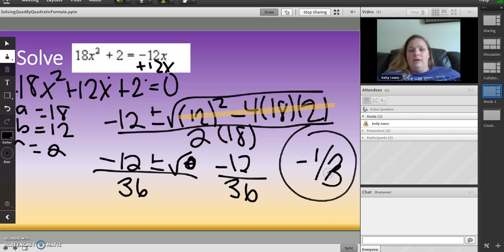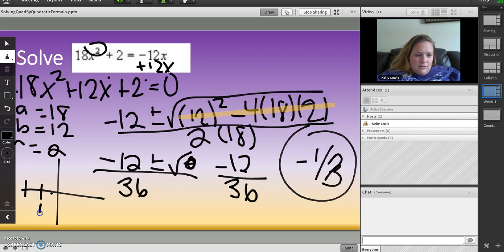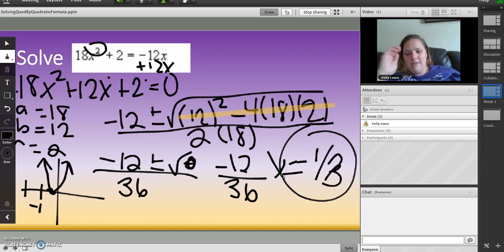All right, so we're supposed to get two answers, which is what I talked about. But sometimes your quadratic function just crosses the x-axis once. And so that's what we're finding here. We're finding what x equals. And so this is called a double root when you just get one answer.